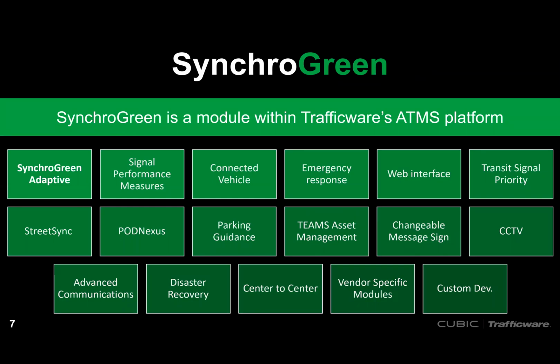Trafficware designed our adaptive module in this way because we understand that there are agencies out there that are not currently a Trafficware customer, so their infrastructure would not support Trafficware's adaptive module. So when you acquire Trafficware's adaptive system, you actually get our ATMS for those intersections for that adaptive deployment. Meaning you can still capture all the remote communication and central system capabilities with our ATMS for that SynchroGreen corridor deployment.